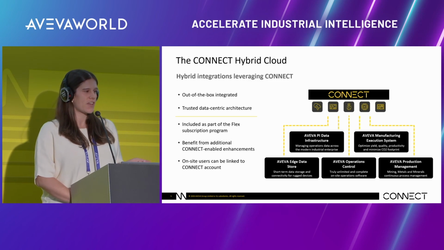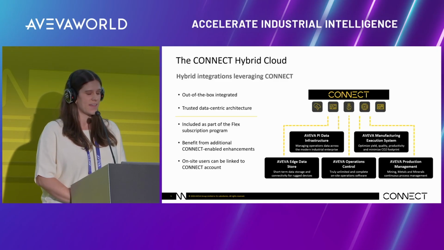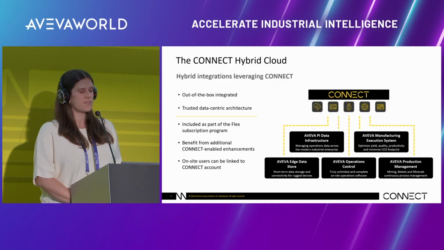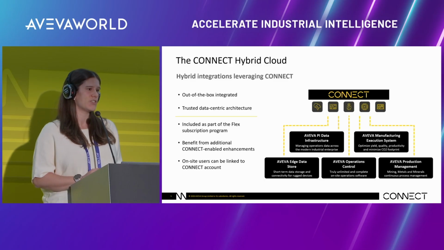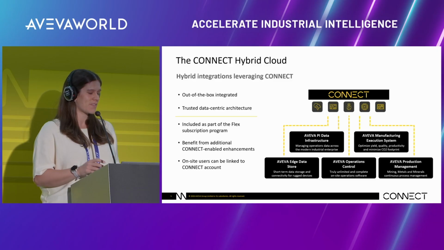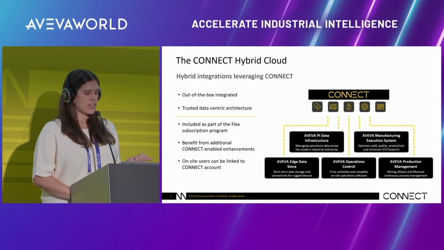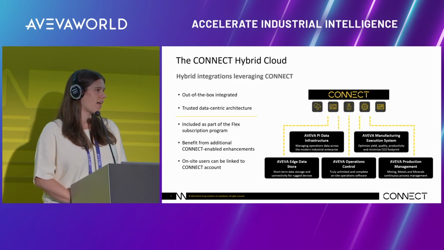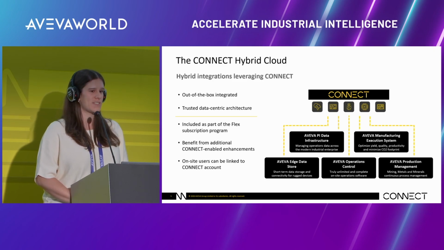Those on-site users that you have can be linked to a Connect account and they can all log in and see that data in the cloud. Today I'm talking about system platform hybrid, but we have a lot of different applications that can connect into Connect via hybrid install kits. On the slide here, you see PI Data Infrastructure, AVEVA MES, Edge Data Store, Operations Control, and Production Management all have out-of-the-box integrations with Connect.